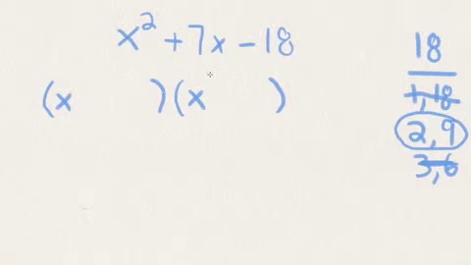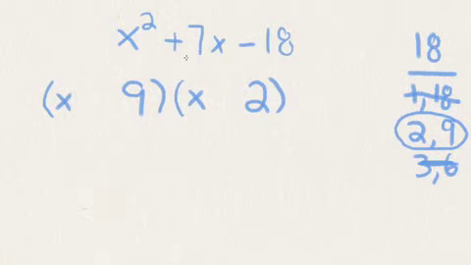All right, now that we know that 2 and 9 work, we're going to fill those in. Again, the order does not matter, it's the sign that matters. And now we're going to figure out our signs. Look at the last sign. The last sign is negative, so these two signs are going to be different. We're going to have a positive sign and a negative sign.